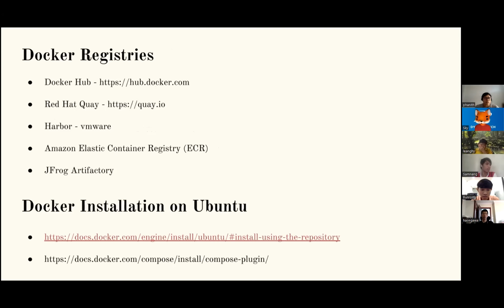A Docker registry is where we host Docker images. Docker Hub provides a public registry, and Red Hat also has Red Hat Quay. VMware also has Harbor, and some clouds have their own private registries. I also provide a Docker installation manual with the link below. We can use Docker commands and Docker Compose to build the application.